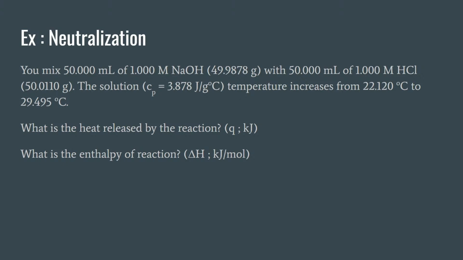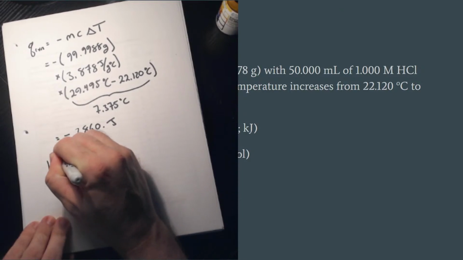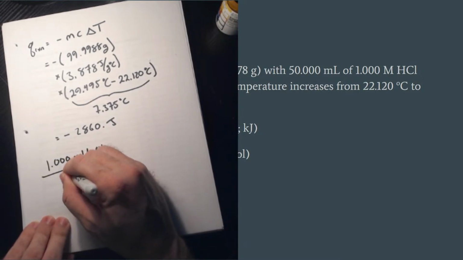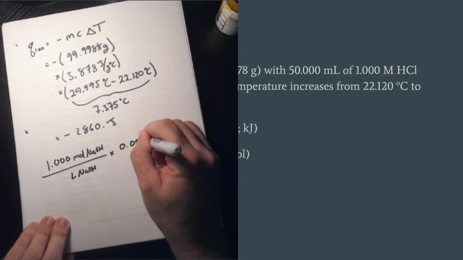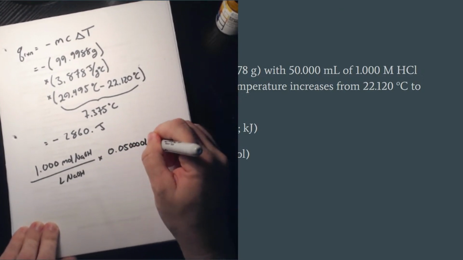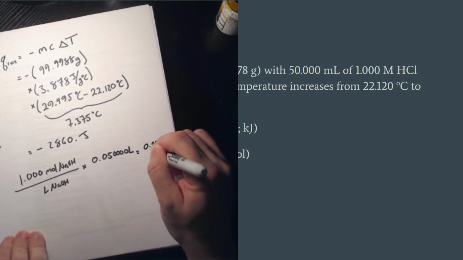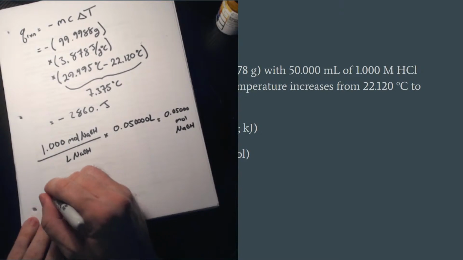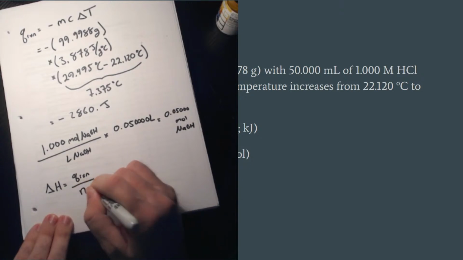So we just pick one of them at random. It doesn't matter, they're both the same. And we have a 1 molar solution of sodium hydroxide. And we had 50 milliliters, so that's 0.05000 liters. So that means that we had 0.05000 moles of sodium hydroxide. So in order to get the enthalpy of reaction, delta H is equal to Q of the reaction divided by moles.